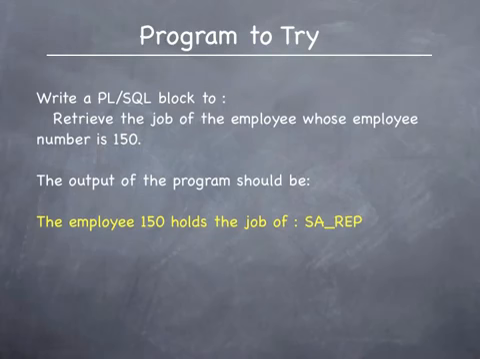Here is a program for you to try based on the HR Schema's employee table. It might be a good idea for you to pause the video for a few minutes and attempt this program. The best way to learn programming is to actually write programs. In this program, you want to retrieve the job of the employee whose employee number is 150. After retrieving the job, display the job along with the string, the employee 150 holds the job of, followed by the job that was retrieved from the table. The solution to this program is at the end of the video.